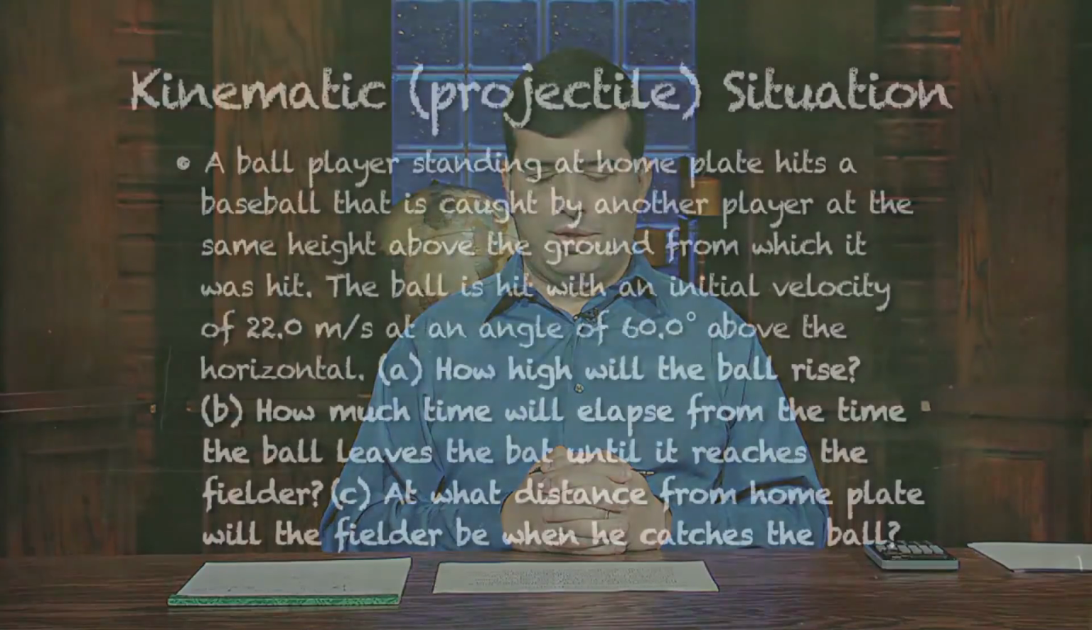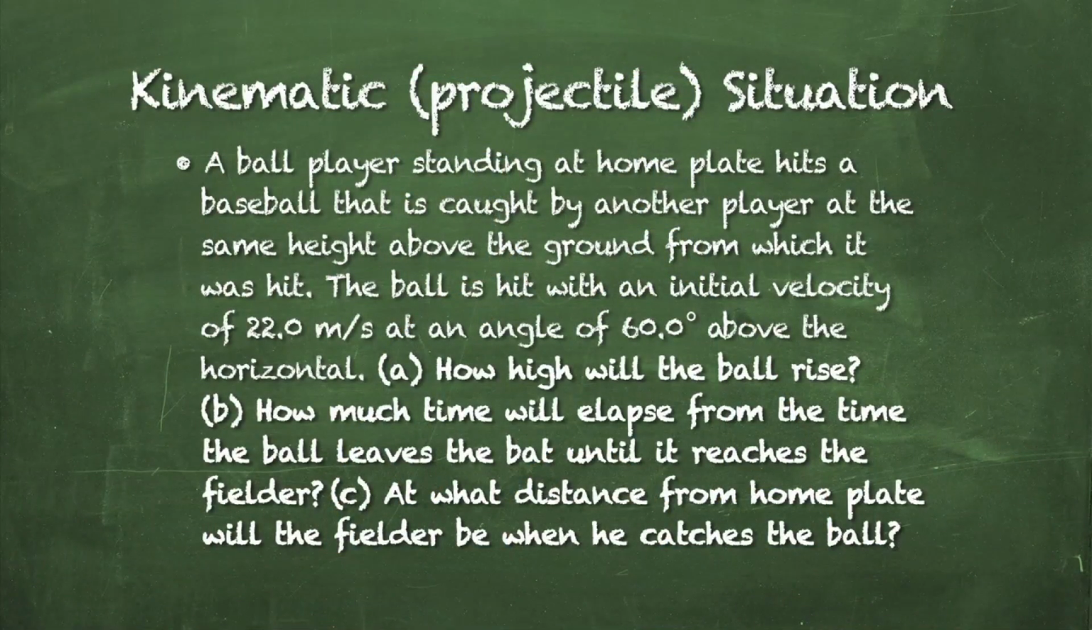Now, let's think about the second half of that question. And the question was, how much time will elapse from the time that the ball leaves the bat until it reaches the fielder, who is back on the ground? And at what distance from the home plate will the fielder be when he catches the ball? So I would like you to draw that diagram. List all the knowns and unknowns that you can for that situation.